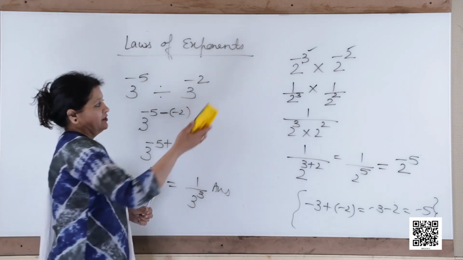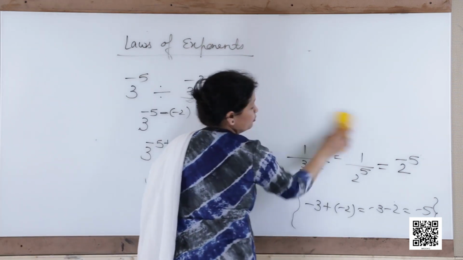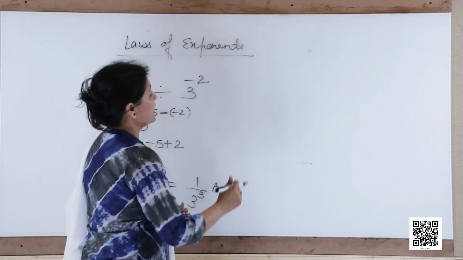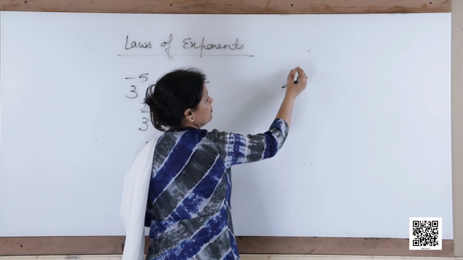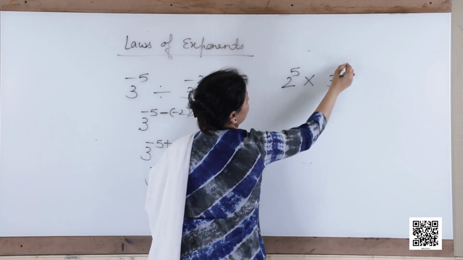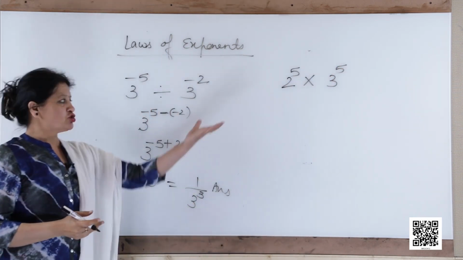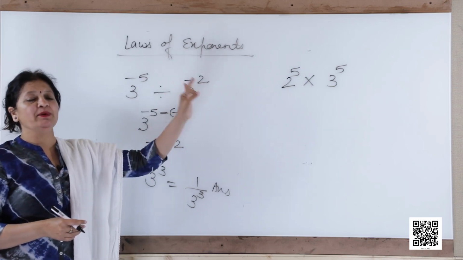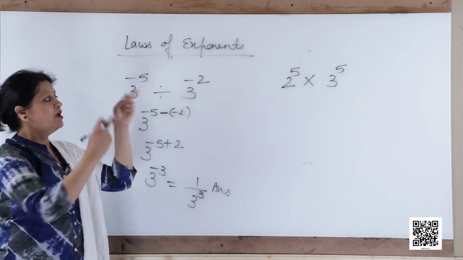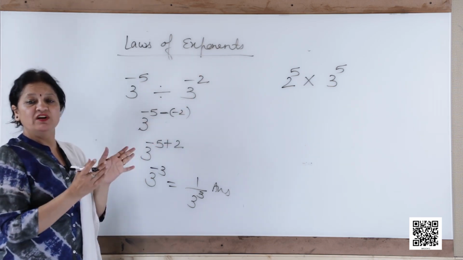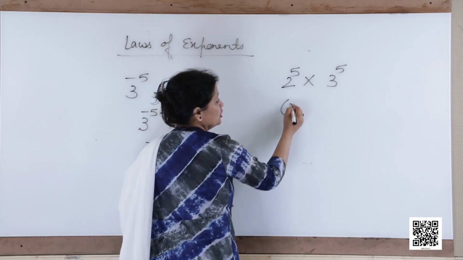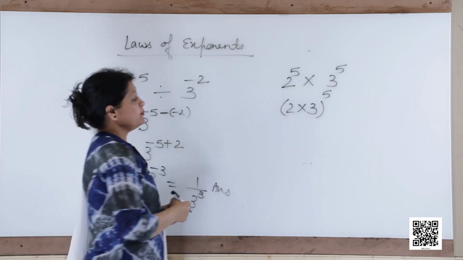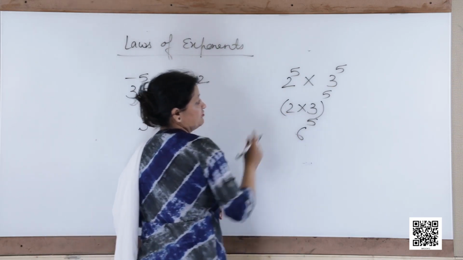So let's take one more example to prove the law. We have 2 raised to the power 5 multiplied by 3 raised to the power 5. Now which law holds for this? a raised to the power m multiplied by b raised to the power m. It means if the power is the same, the bases will be multiplied. That means 2 multiplied by 3, and the power will be outside. So your answer will be 6 raised to the power 5.